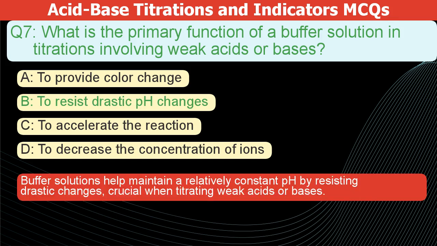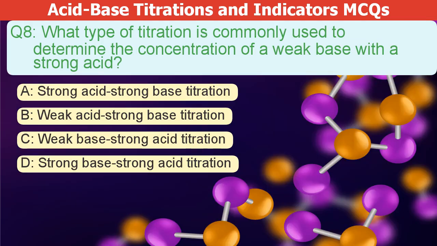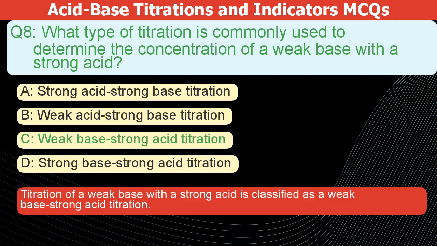Buffer solutions help maintain a relatively constant pH by resisting drastic changes, crucial when titrating weak acids or bases. What type of titration is commonly used to determine the concentration of a weak base with a strong acid? A. Strong acid strong base titration. B. Weak acid strong base titration. C. Weak base strong acid titration. D. Strong base strong acid titration. The correct answer is C.